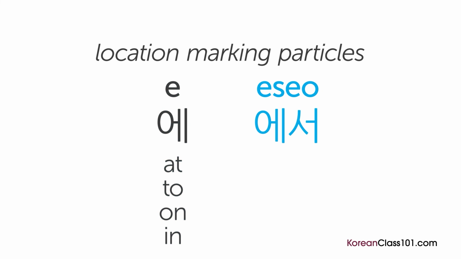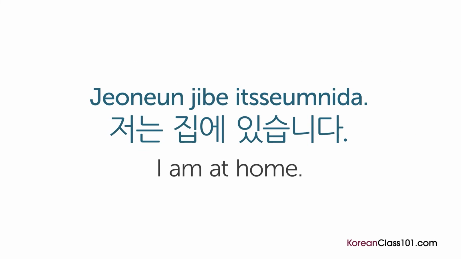The particle 에서 can also mean at, in, or from, and marks where an action is performed or a temporary point of departure. Let's do some examples so you can learn how to use 에 and 에서 correctly. Let's use the sentence 저는 집에 있습니다, meaning I am at home. In this sentence, the particle 에 indicates the location where I exist. The particle is located right after the noun 집 to indicate the location.